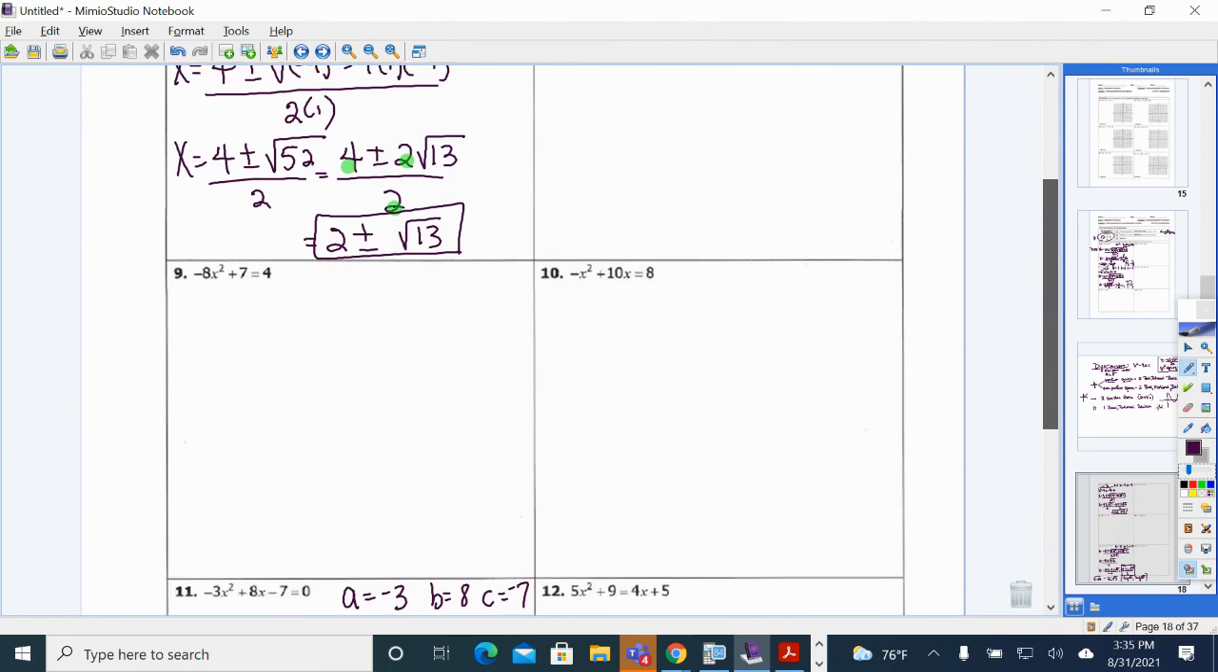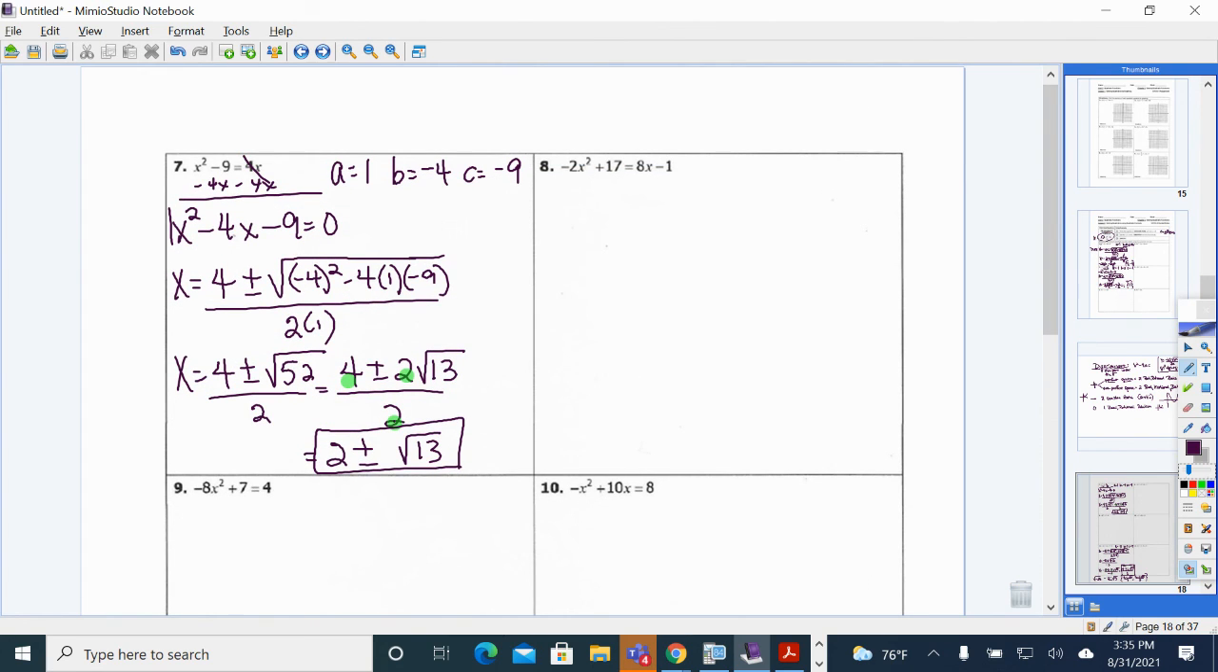Same thing on number 7. The 2 plus or minus the square root of 13 is 2 answers. One of them is 2 plus the square root of 13. The other one's 2 minus the square root of 13. I just choose to leave my answer in a more condensed format.